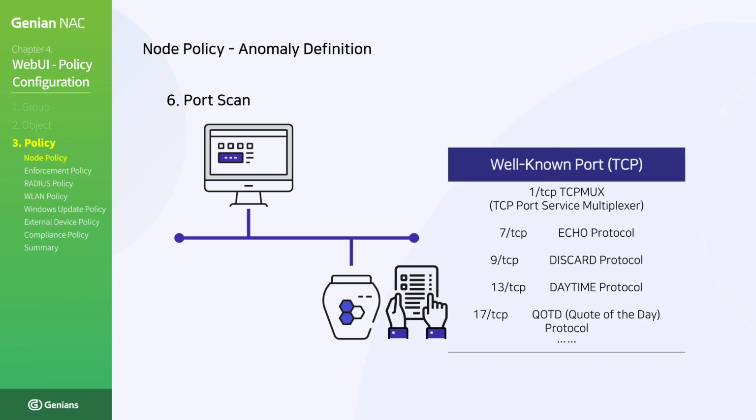The sixth event in Anomaly definition is port scan detection. The port scan detection event uses a honeypot configured in Genian NAC. If port scanning exceeds a specified threshold, the system detects the device as a potential threat.